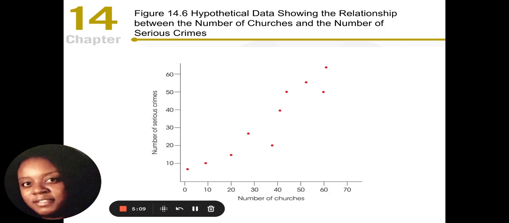So here's figure 14.6. This is hypothetical data that shows a relationship between the number of churches and the number of serious crimes. It would seem by looking at this that as the number of churches increases, so does the number of serious crimes, which would be an incorrect causal conclusion.